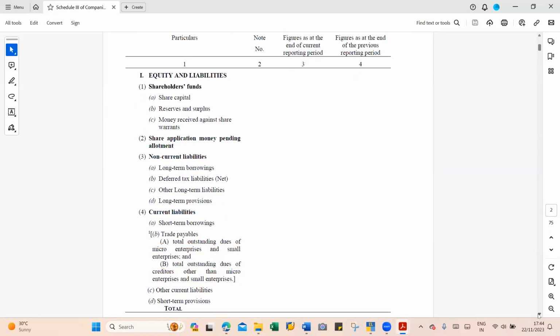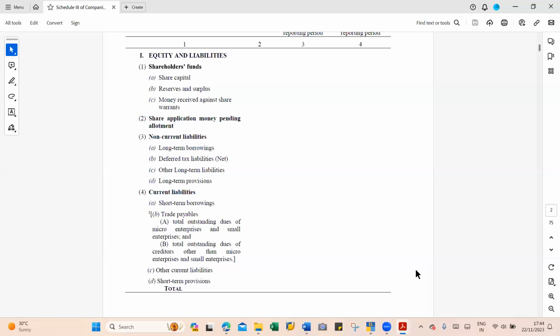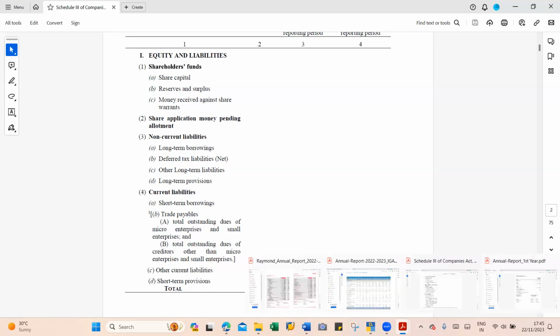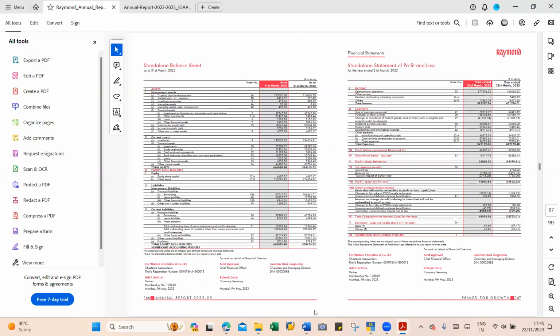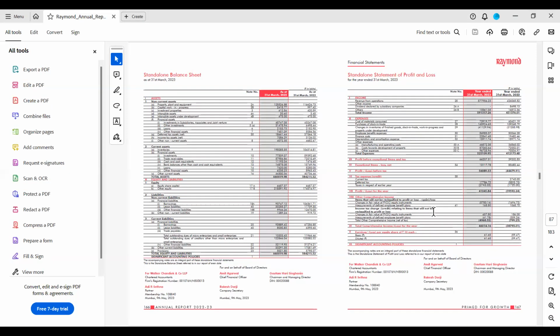Now I will show you the Raymond balance sheet, March 2023. One minute, I have opened so many PDFs, so I am getting confused. See, this is the Raymond balance sheet. It is running through 183 pages. If you go through this balance sheet, you will understand completely.